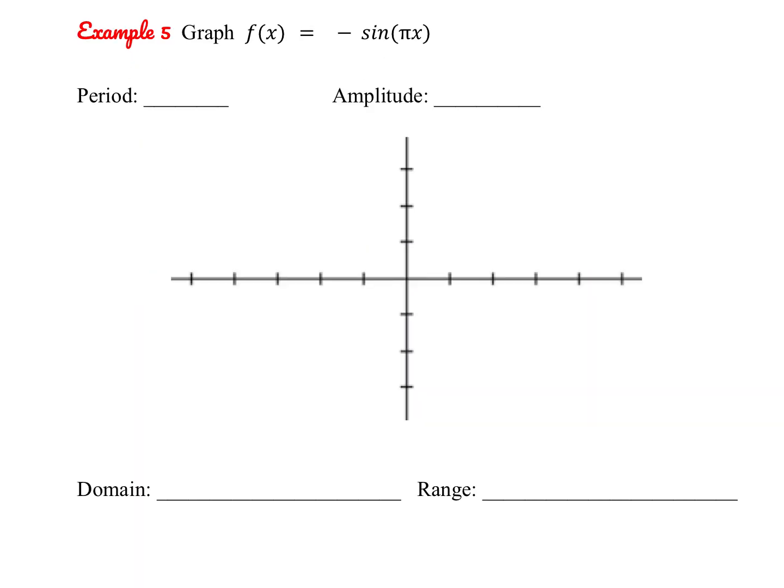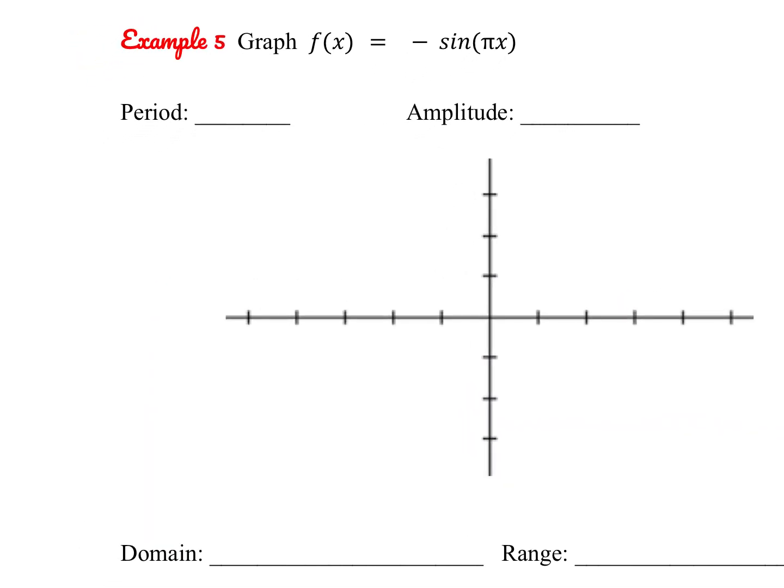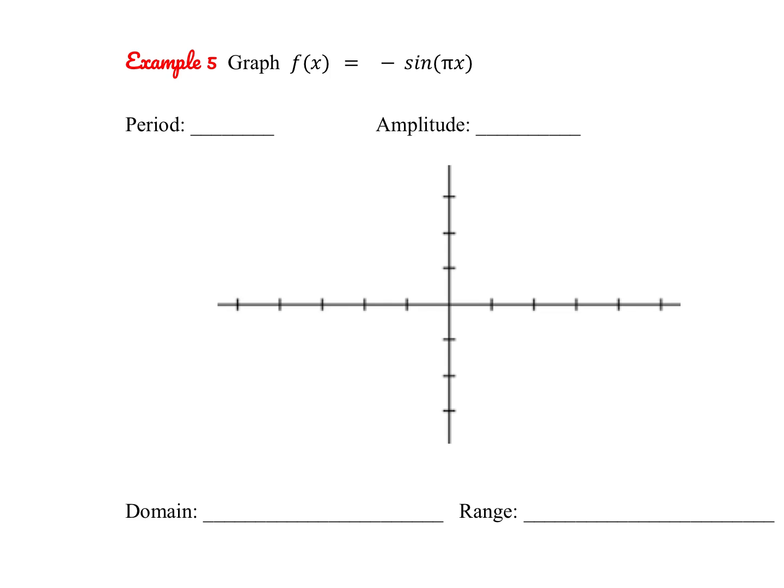All right, so now we're going to try working with a couple of changes in one equation. So I see two things. I see that reflection, and then I see I am going to have a period change. So let's start by finding the period. It's 2 pi divided by b. So 2 pi over pi is 2. So this time our period doesn't have pi in it, and that's totally fine.